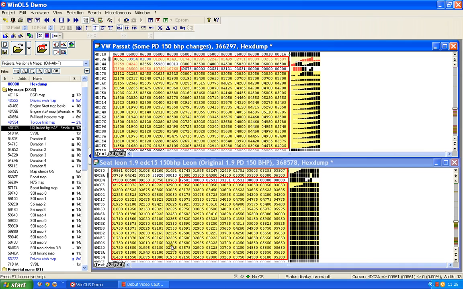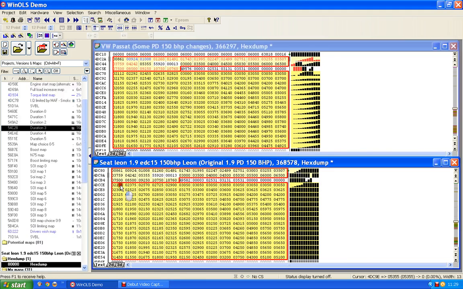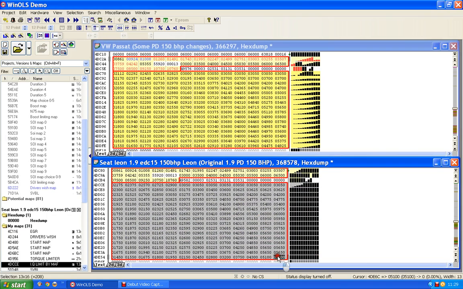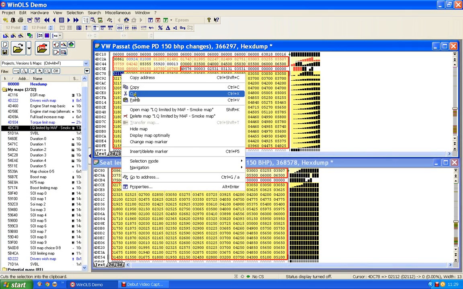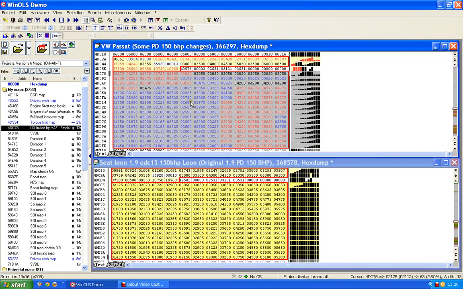Now of course the bit that we're interested in is the fueling. What's the fueling doing in comparison to the airflow, which of course is this scale here. Now again, we could compare it, as I've said, using the WinOLS comparator, but I think as we've got it right in front of us like this, it's just as easy to say copy, and then I'll paste it in there.